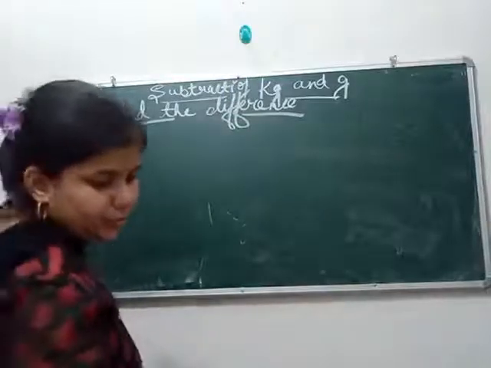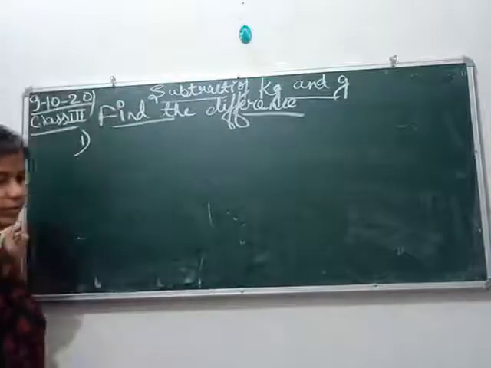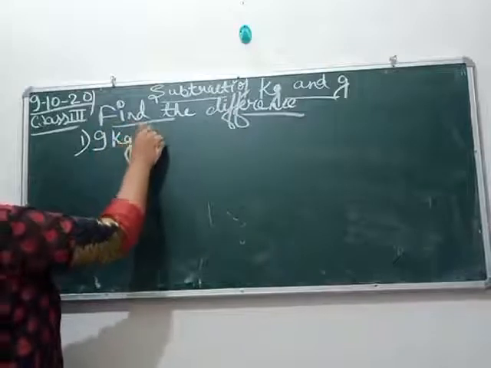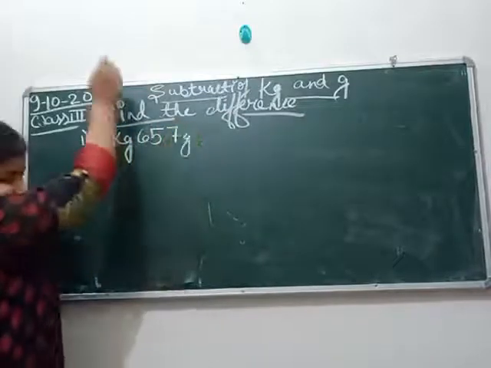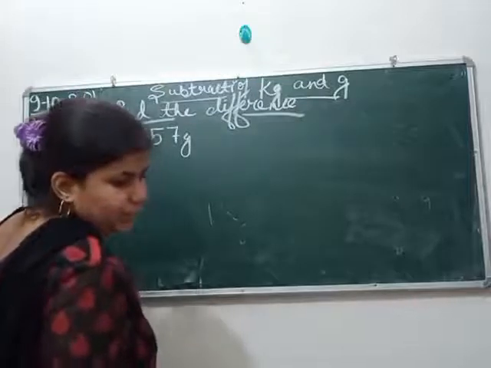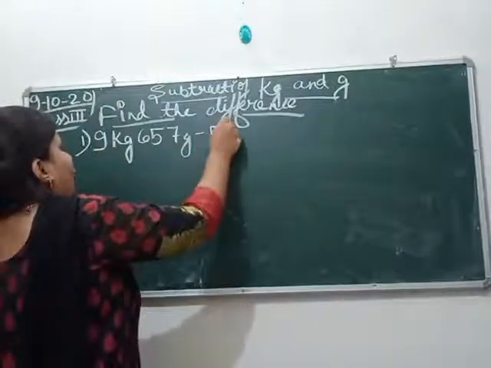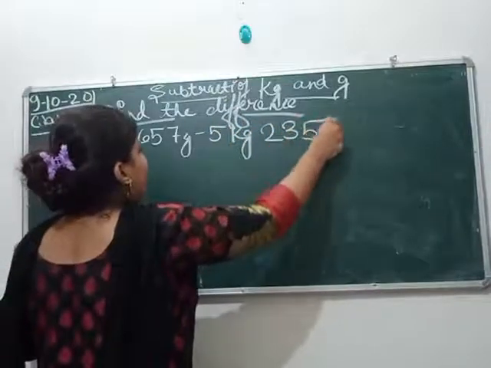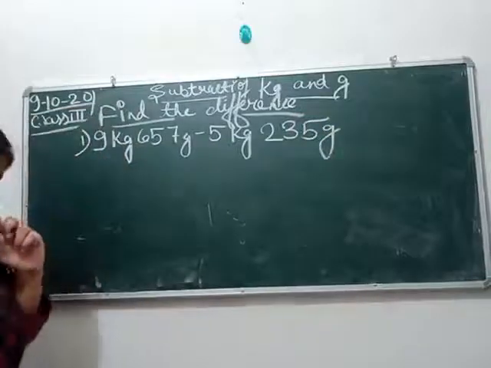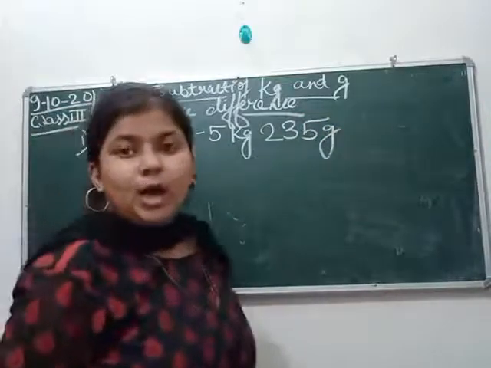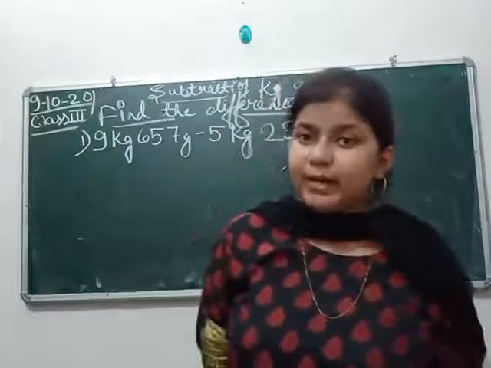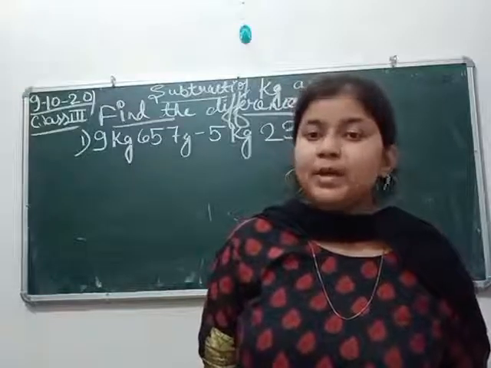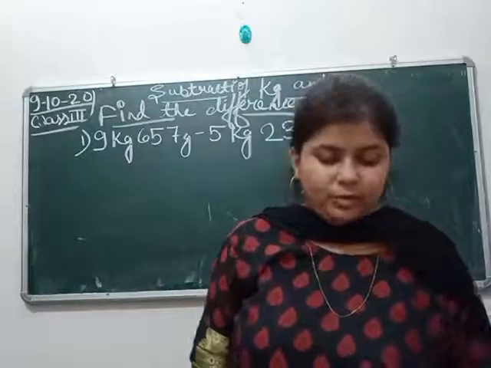Find the difference. First question is 9 kg 657 gram and 5 kg 235 gram. Now how will we subtract? What are the steps for subtraction? First of all, we have to arrange these numbers in column wise method, right? And then we can subtract.